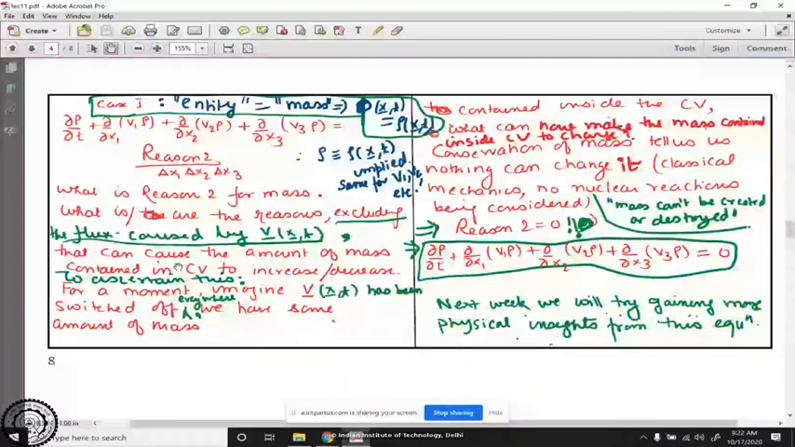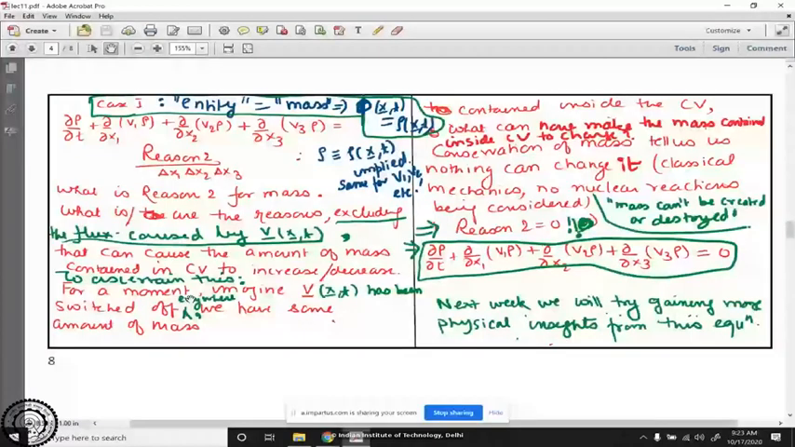To find the expression for reason 2, we ask this question: what are the reasons, excluding the flux caused by V(x,t), excluding it because that has been taken care of with these partial derivatives. Excluding the flux reason, what could be other reasons that can cause the amount of mass contained in the control volume to increase or decrease? What could be other reasons for mass to increase or decrease? And to ascertain this, I will give you a hint how to get to the right answer to this question.